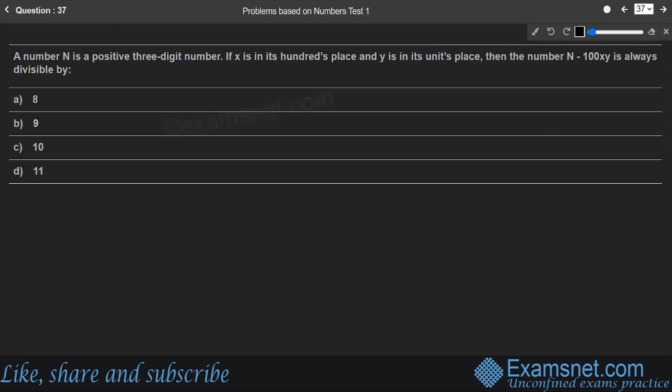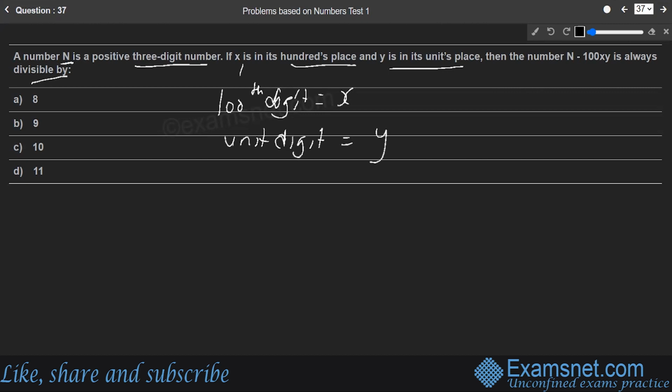Now he says a number capital N is a positive three-digit number. If x is in its hundreds place and y is in its unit place, then the number N minus 100xy is always divisible by what? Okay, so let us try to solve it. Number N is a positive three-digit number. The hundreds digit has been given as x, and the unit digit is given as y.